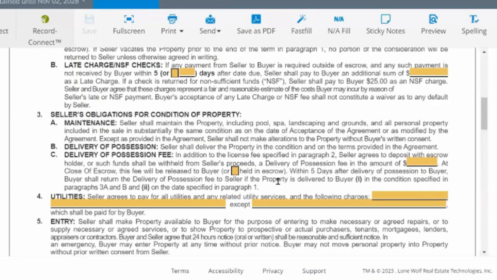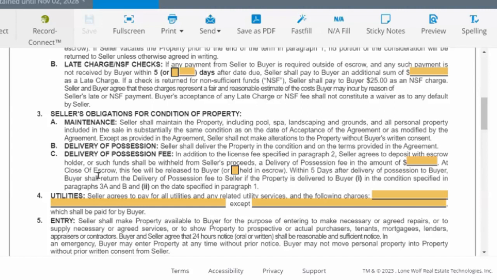But here's a part that comes into play that's really important, is the seller's obligation for the condition of the property, right? Now, generally speaking, when a buyer buys a house, you can kind of tell what type of condition the seller has kept their house in. Have they maintained it? Have they not? But this is specifying that the seller has to maintain the property, and let's see, the pool, the spa, the landscaping, the grounds, any personal property that's included in the sale in substantially the same condition as it was on the date of the agreement, right? And that makes sense. And so they're agreeing to that.